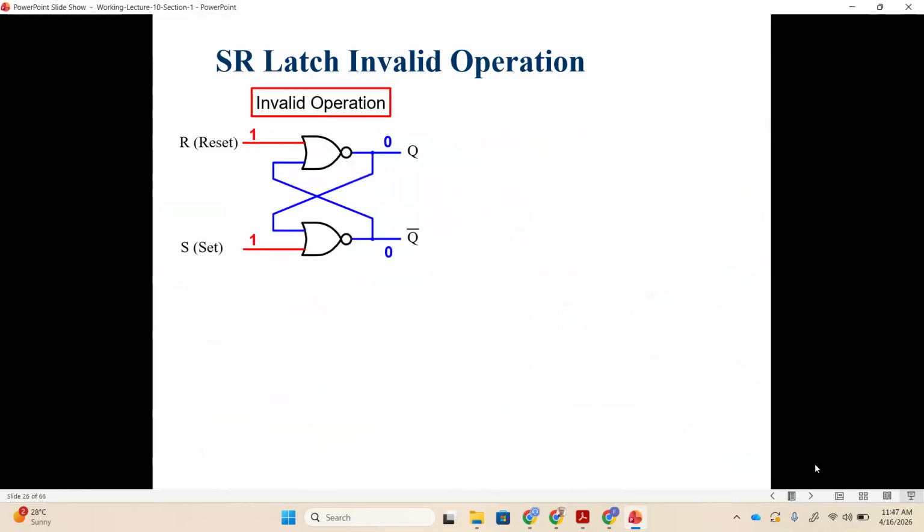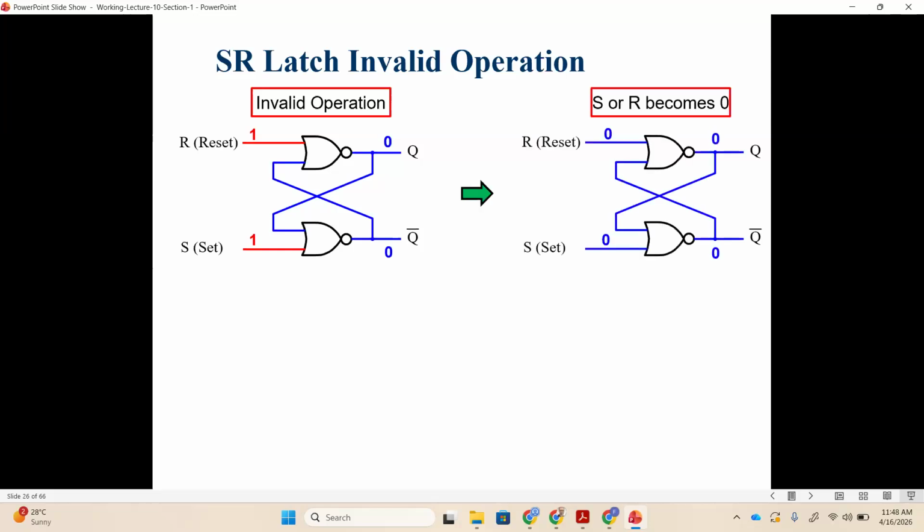Okay, now if you look at here, this is an invalid operation. So we know that it is an invalid operation. The invalid operation will occur when r is equal to 1 and s is equal to 1. When r is equal to 1 and s is equal to 1, both outputs will be 0, 0. We already discussed this case. Got it or not got it? Okay. Let's assume after this time, when r is 1 and s is 1, s becomes 0 and r becomes 0. Both of them become 0, 0. Got it or not got it?